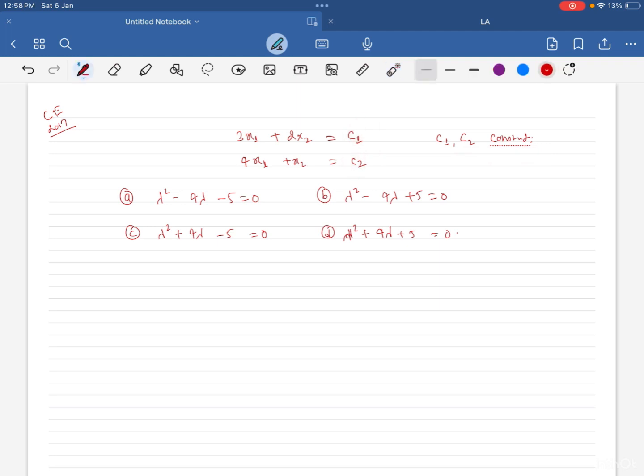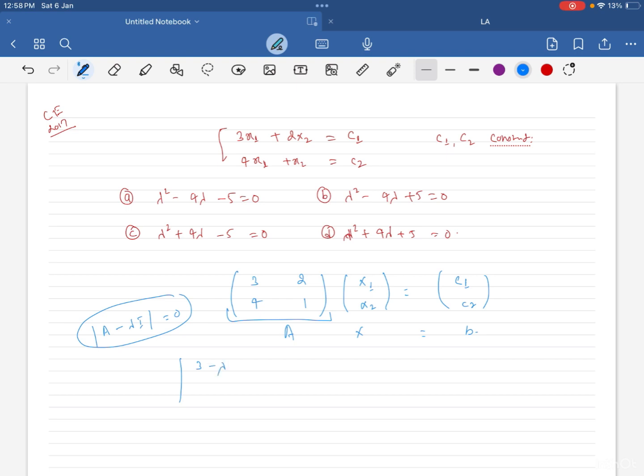So let's do that. We can write this equation in matrix form. So that would be 3, 2, and 4, 1. So that is matrix A, and this will be our vector x1 and x2, and here we will have C1 and C2. So this is Ax equals b. So we get the matrix A. Now, to find the characteristic equation, we will have to take the determinant of A minus lambda I, and that will be equal to 0.